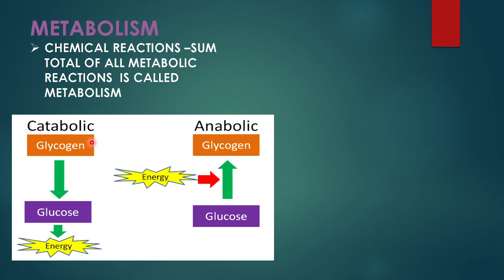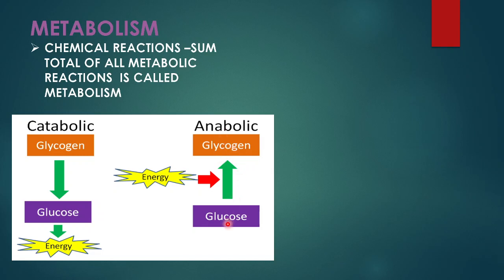Catabolic is the breaking down process. An example is glycogen present in the human body, where glucose is stored in the form of glycogen. If required, it will be broken down to form glucose that will release energy. But sometimes the excess glucose present in the body combines to form glycogen again. That we will call anabolic.